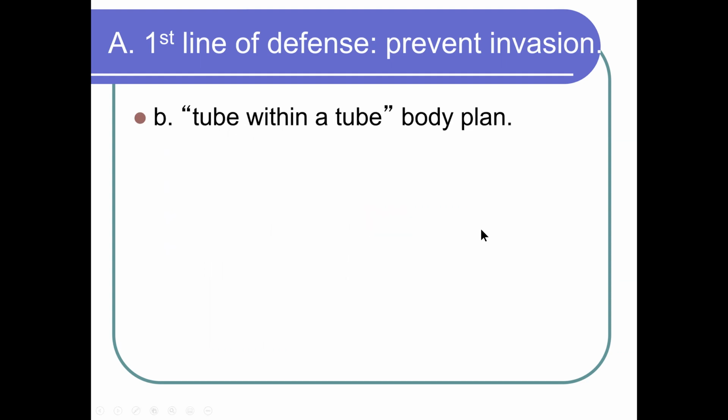Okay. Don't forget that we have a tube within a tube. If you think about it, the GI system is a continuous tube from the mouth to the anus. The respiratory system is a blind-ended tube, but it's also a tube.